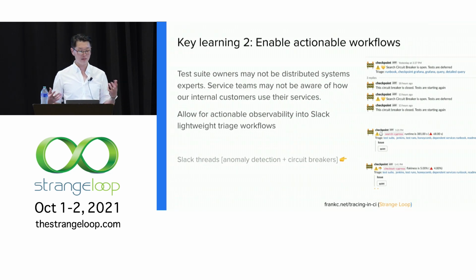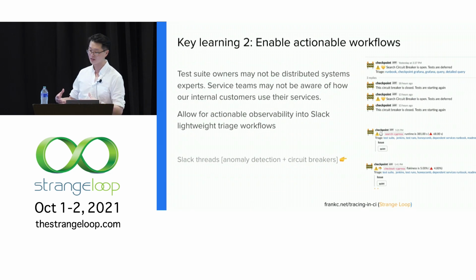And in summary, test suite owners may not be distributed systems experts, and service teams may not be aware of how internal customers use their services. In conjunction, these missing pieces presented a working space for disjoint teams to find causes for CI flakiness and give an awareness when a test suite or a dependent service was failing.